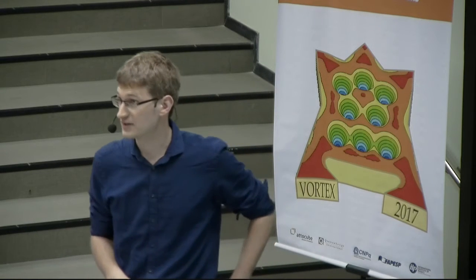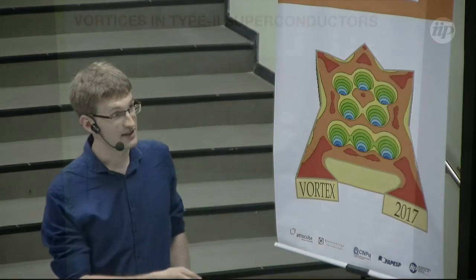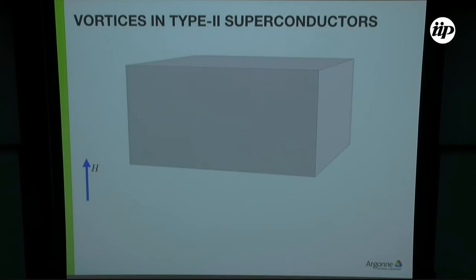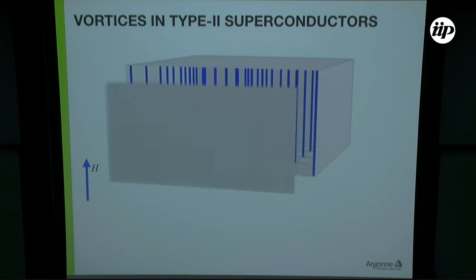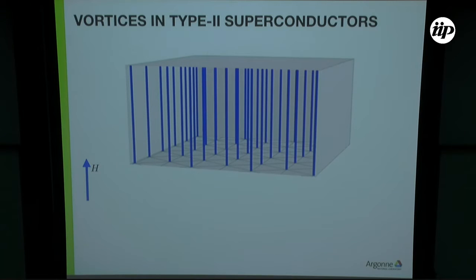Okay. So this is a theorist's picture of a superconductor. It's gray and shiny. And if we apply a magnetic field and want to see how this superconductor looks from inside, we open it and we see that there are vortices. And these vortices arrange in a hexagonal lattice.